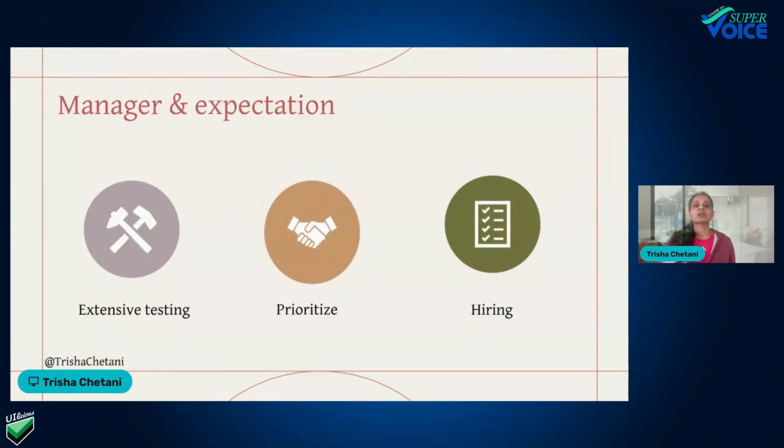The next, I would say, given a context, if there is one tester in the team and he is expected to do a whole lot of extensive testing, then they can set up expectations with their manager, saying that they cannot complete the whole task or the whole set of testing. That expectation helps, and then they can think of prioritizing the tasks.